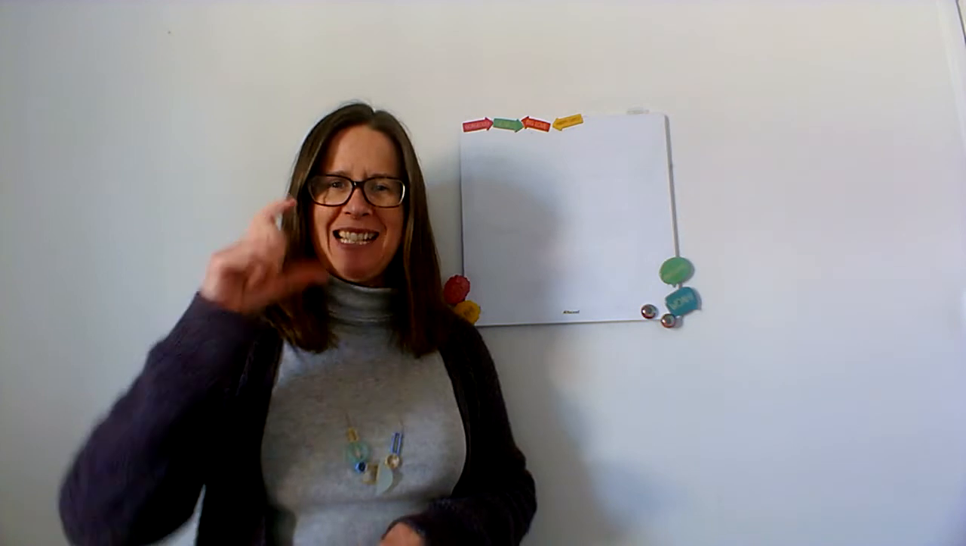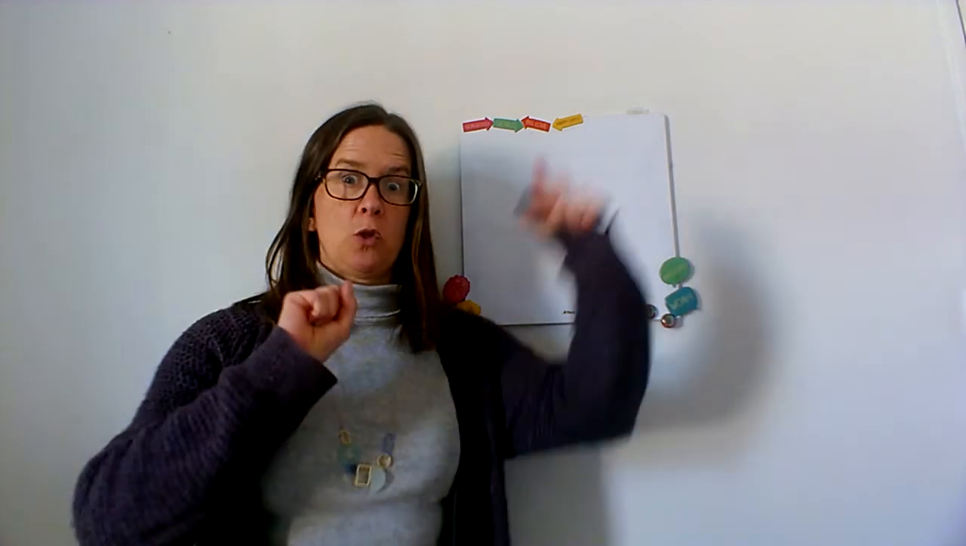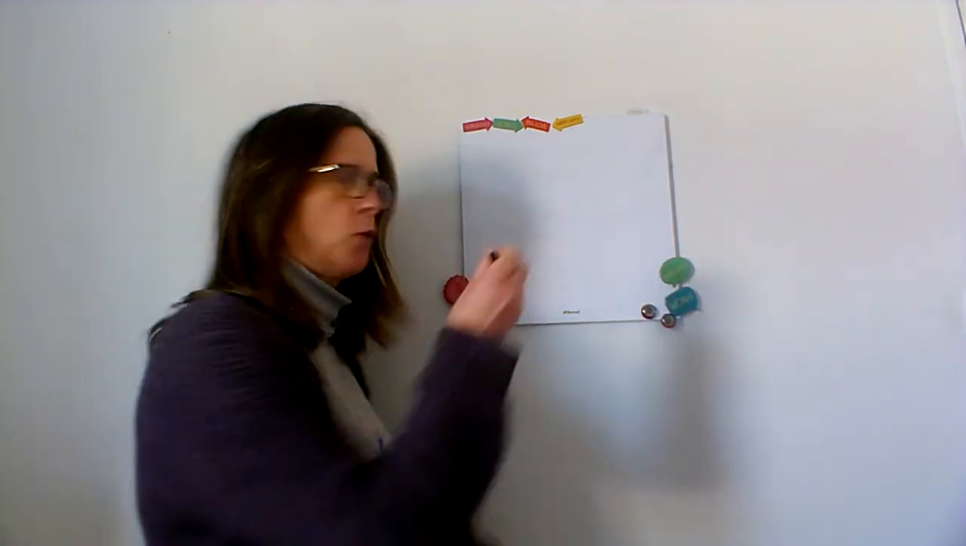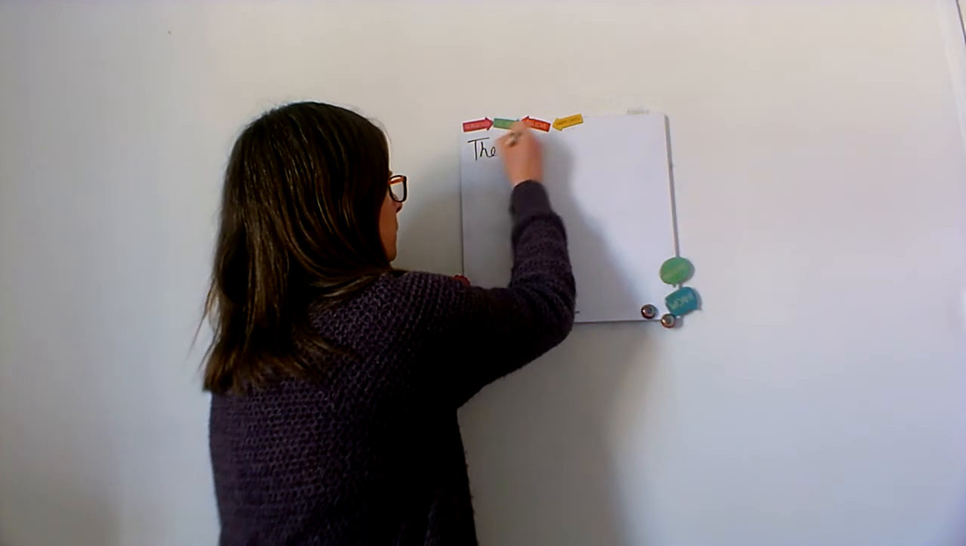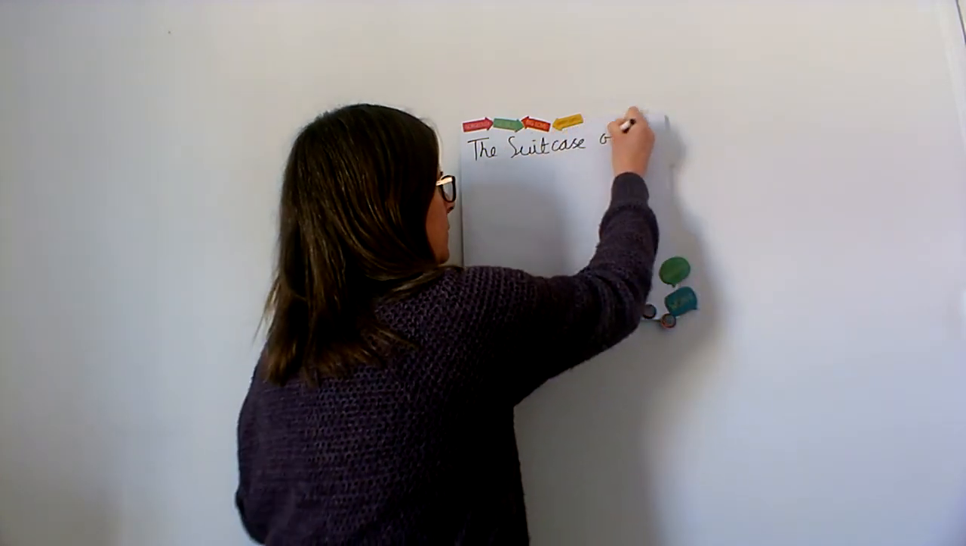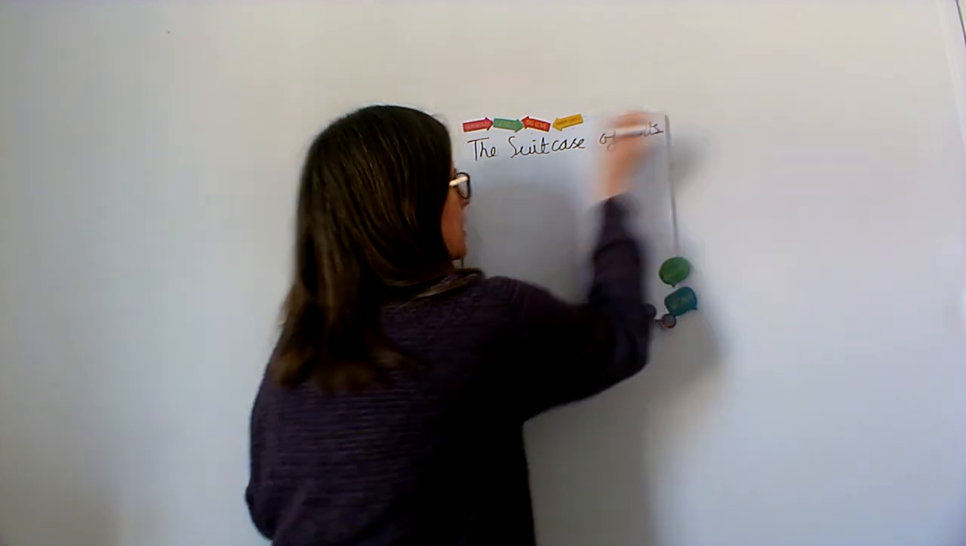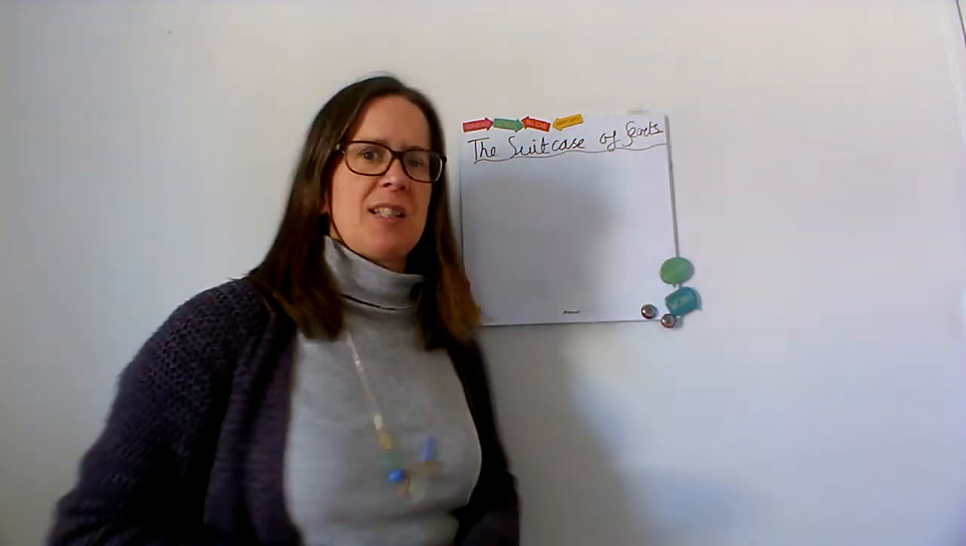And on the checklist, it tells you exactly what to do. So the first thing you need to do is choose your two nouns, and that will be the title of your poem. So mine's going to be The Suitcase of Secrets. Can I fit it in? Just about. The Suitcase of Secrets.